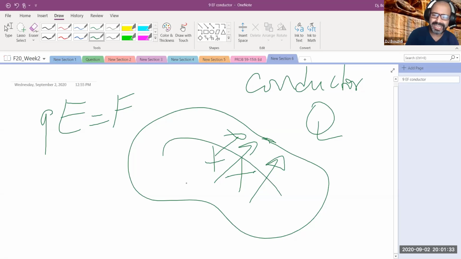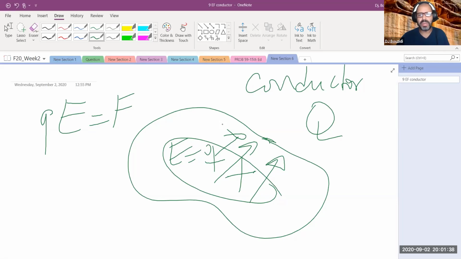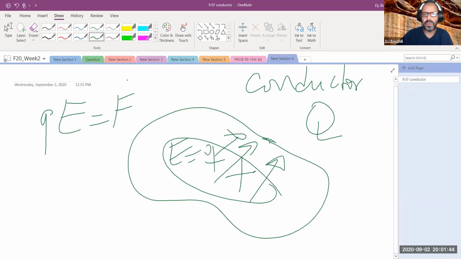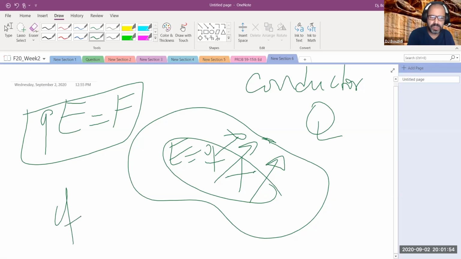In other words, the electric field must be zero inside the conductor. Okay, so that's one thing that we needed to understand a little bit, and it all has to do with Gauss's law. There cannot be an electric field inside the conductor, because if there is an electric field inside the conductor, the charges will move. You guys understand that? If E is not equal to 0 inside, the charges will move inside. End of the story.